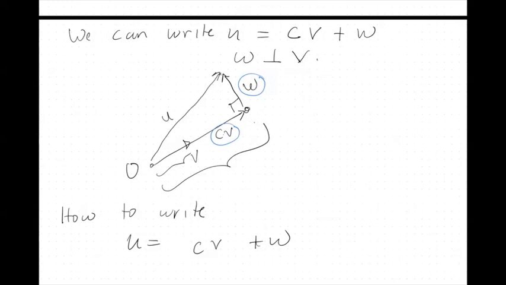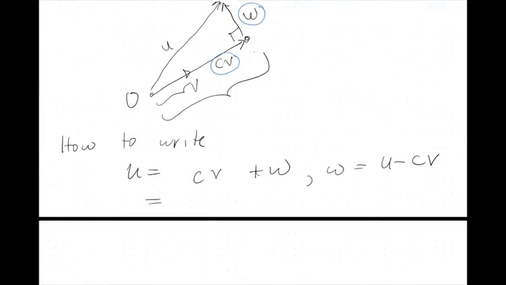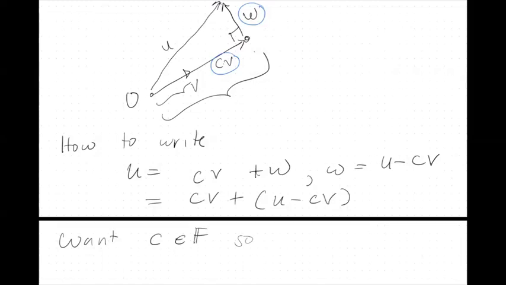And this W is just U minus CV. So we get CV plus U minus CV. Okay. Now we need to choose C so that we want C here in F.